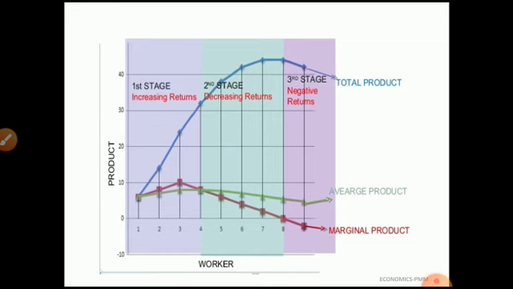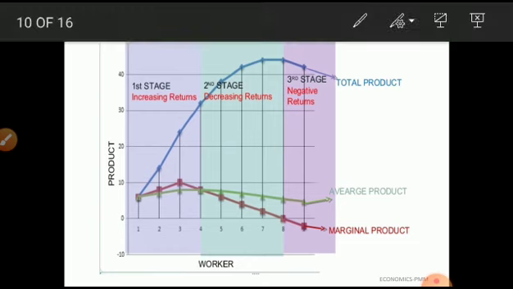In the third stage, when marginal product goes beyond the x-axis, it is called negative returns, whereas average product will never become 0 and total product is declining. The point to be noted here is that when total product is maximum, marginal product will be 0. You can see this line, when total product is maximum, marginal product is 0. I hope you understood these three stages and the relation between TP, AP and MP.